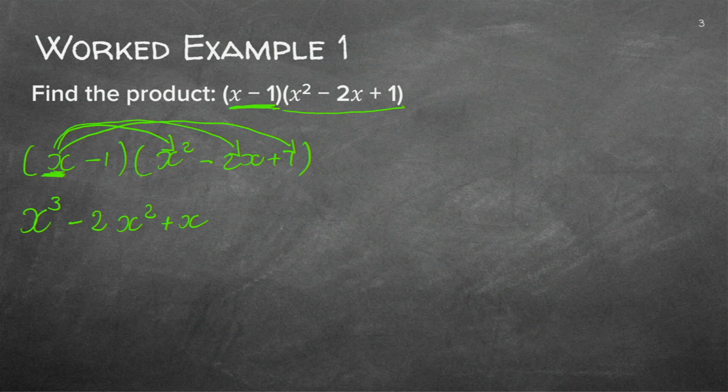However, we are not done, guys, because we still have the second term. The second term, which is negative 1, needs to multiply the same way the first term multiplied. So this is going to be negative 1 multiplied by x squared, and it is going to be negative x squared. Negative 1 multiplied by negative 2x. Since a negative and a negative multiply together, this is going to be a positive value. So it's going to be 2x.